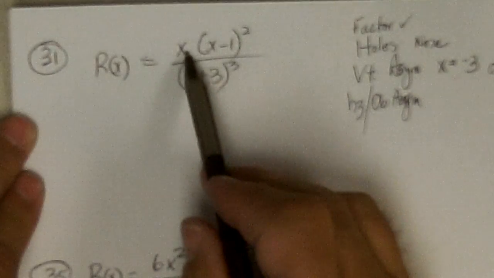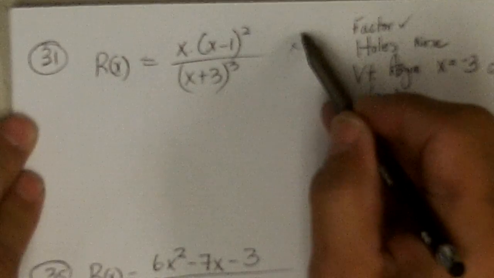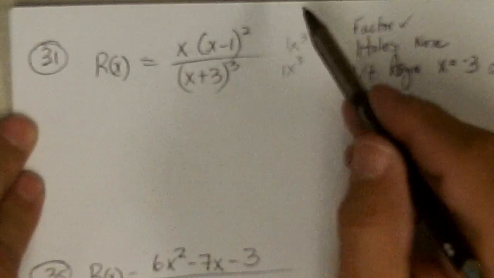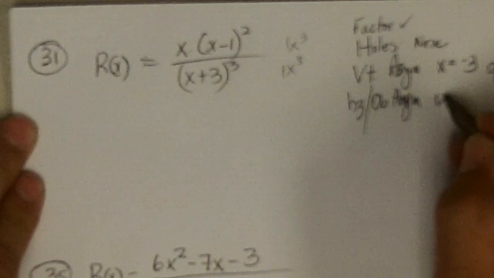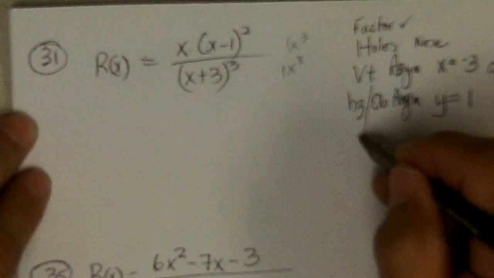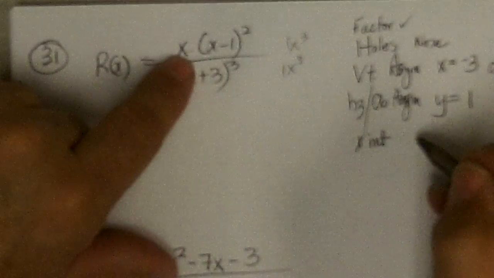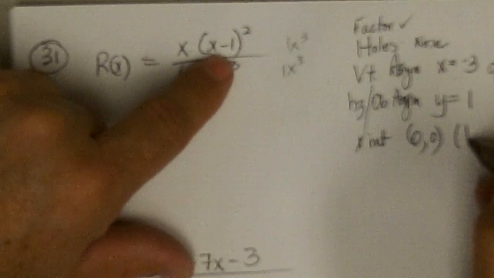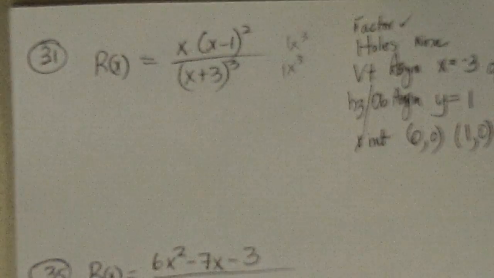Okay, so the degree of the numerator is going to be x times x times x, so x to the third. And the degree of the denominator is going to be x to the third. And they're both going to have a 1 in front of them. And since they're the same degree, we use the ratio of the coefficients. So it's y equals 1. And then x-intercepts is what makes the numerator 0, and that would be 0 and 1. That one happens twice.